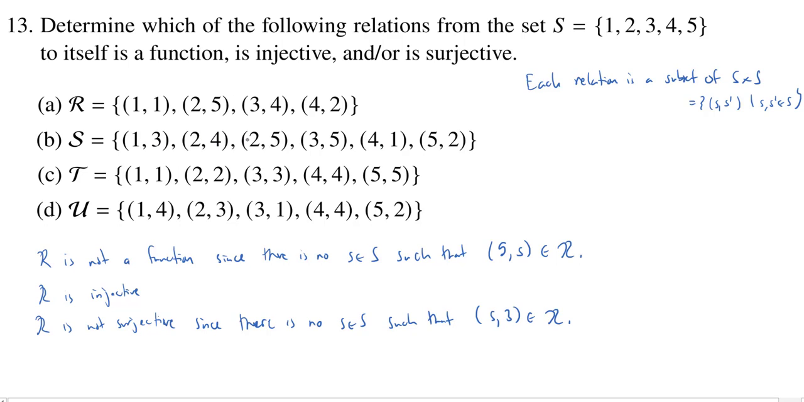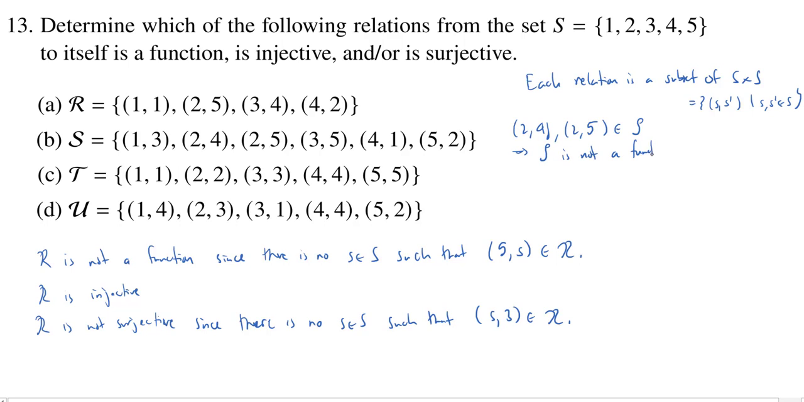Let's see. 1, 2, 2. There are 2 different pairs that have 2 in the first component. That's not allowed. So 2, 4 and 2, 5 are both in S. Okay, this is like a curly S here. Funny S. So this implies S is not a function.